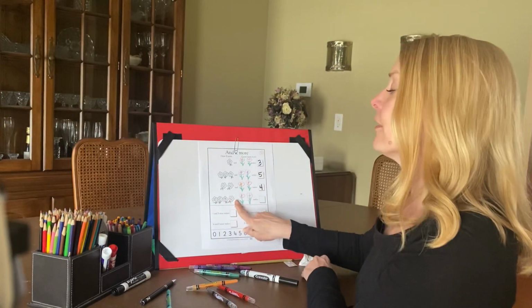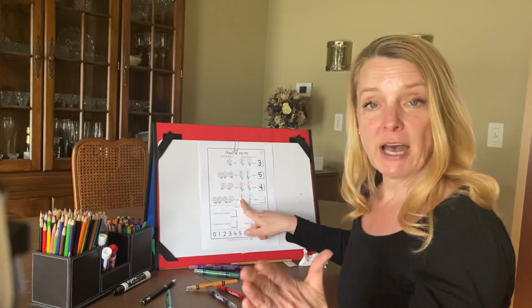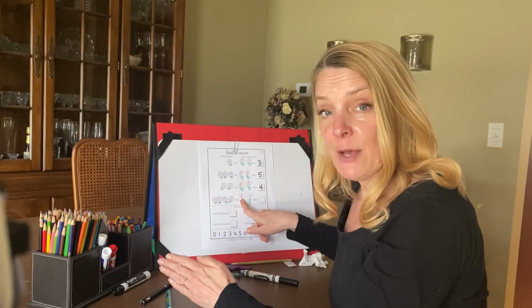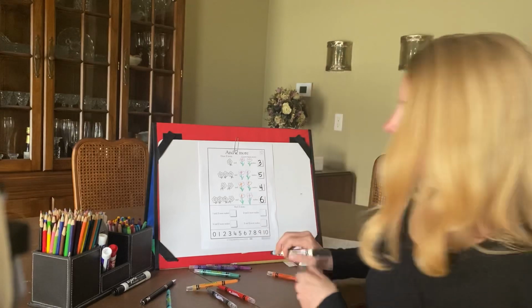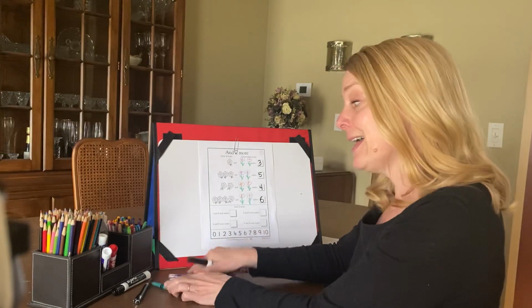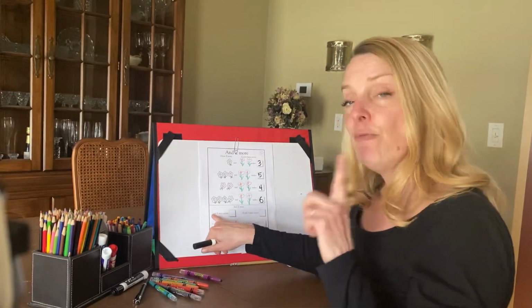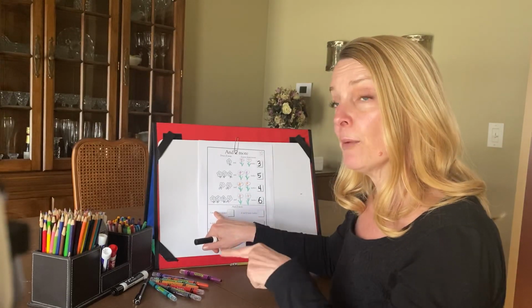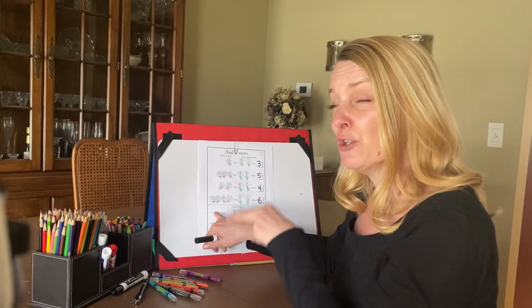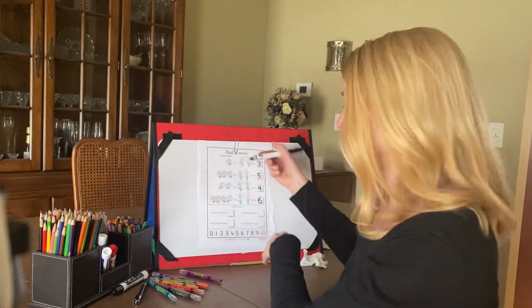So if I have 4 and 1 more would be 5, and 1 more after that would be 6. Great. Now I want to do a few in my head. If I have 1 and I add 2 more to it, well, I know that 1 and 1 more is 2, and 1 more than 2 is 3. Excellent.